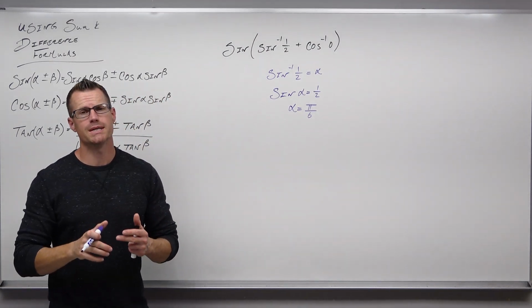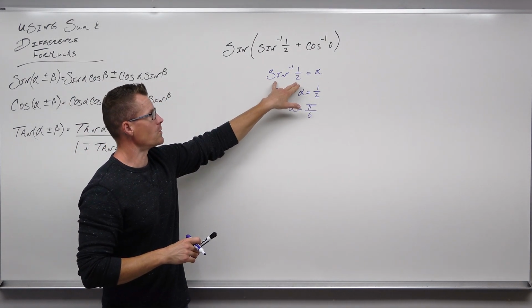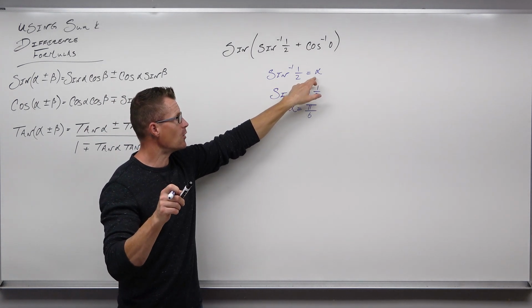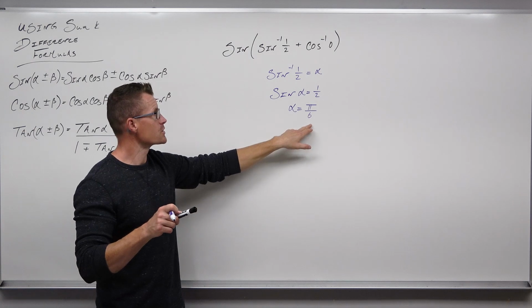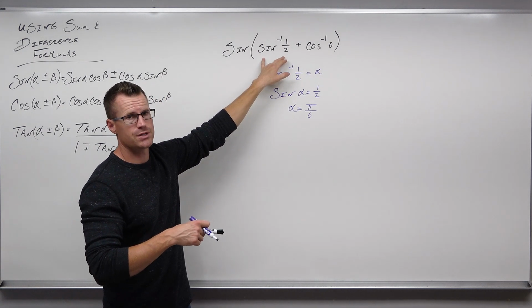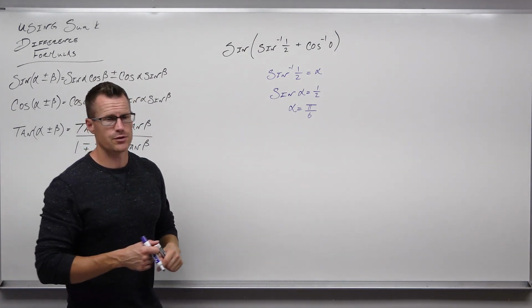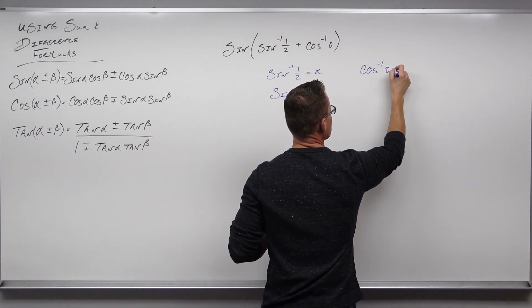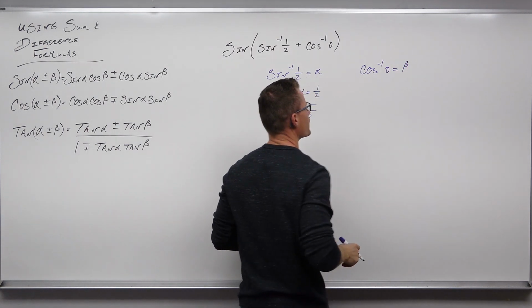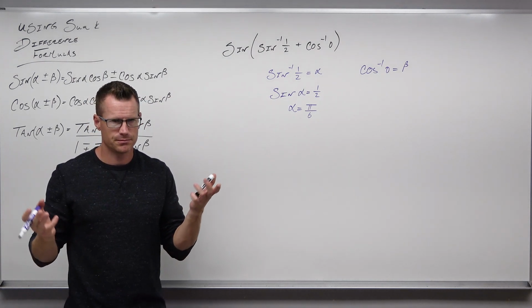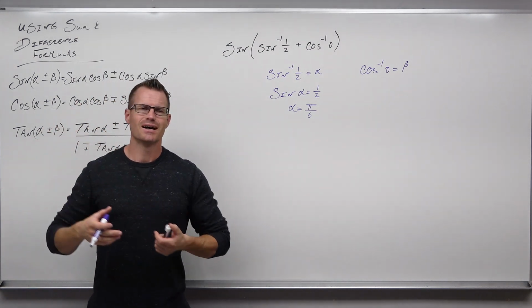Now remember what we did. We just called sine inverse of 1/2 alpha. We just found alpha. Alpha is pi over 6. So what that means is this piece is now alpha. That's going to be pi over 6. Let's find cosine inverse of 0. Remember, these don't have to be the same angle, so we're going to call it something different, like beta, conveniently.